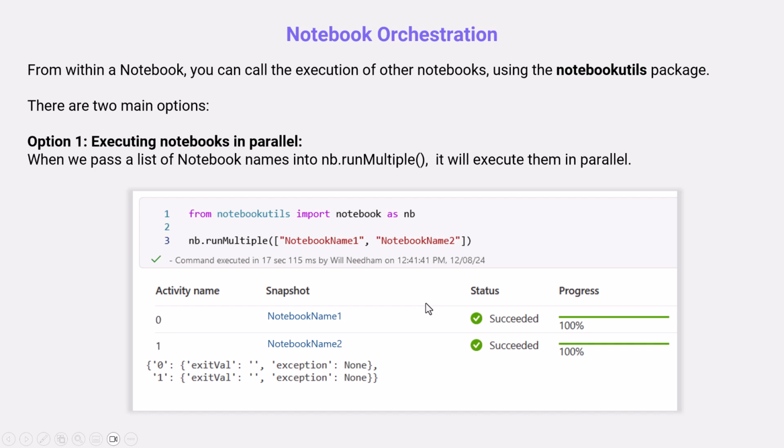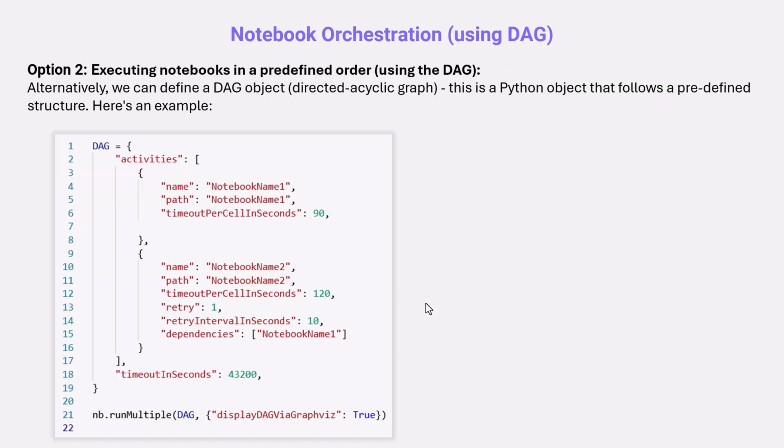But what if we wanted to control the order of execution of these notebooks? Well, as well as a list that we saw, we can also pass into this runMultiple function what's called a DAG, right? So directed acyclic graph. This comes up all the time in orchestration. If you're used to Apache Airflow, for example, that runs on things like this.